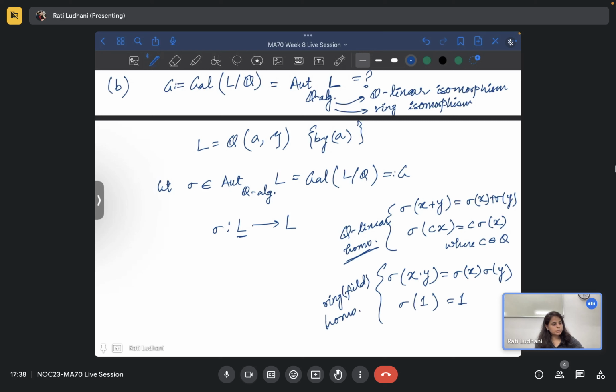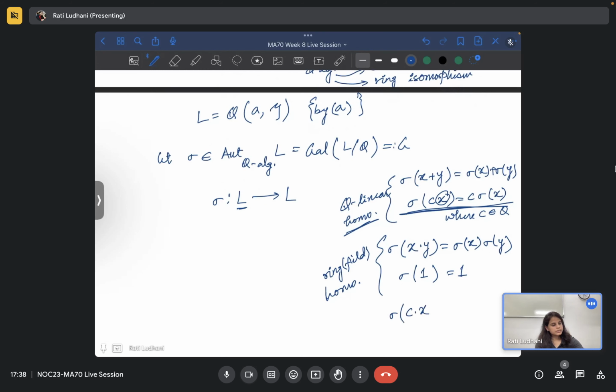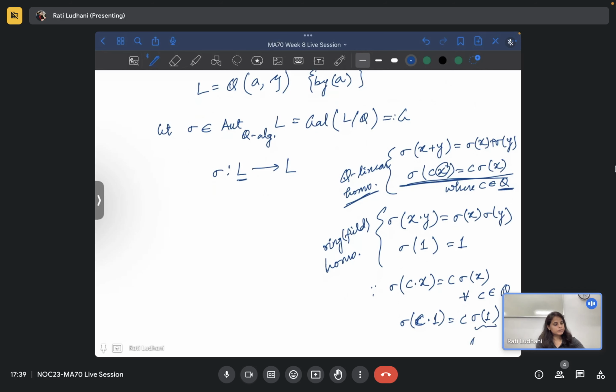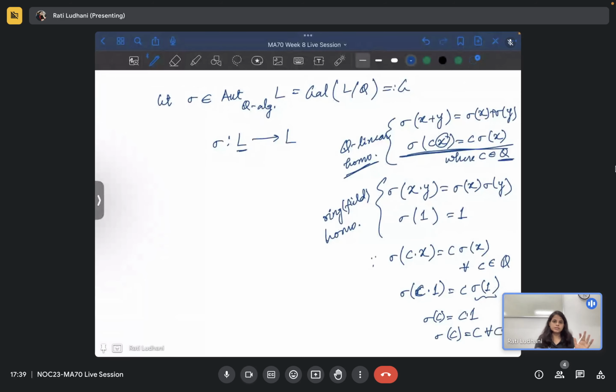So let's see what we get from here. From this property, if we put x equal to 1, then combined, if we take C times x, this is C sigma x, for all C belonging to Q, where Q means the base field, whatever field we have taken. So this is C times sigma 1, and sigma 1 is 1 from the field homomorphism. So this is C. So we obtained that sigma C is equal to C for all C belonging to Q. So it fixes Q.